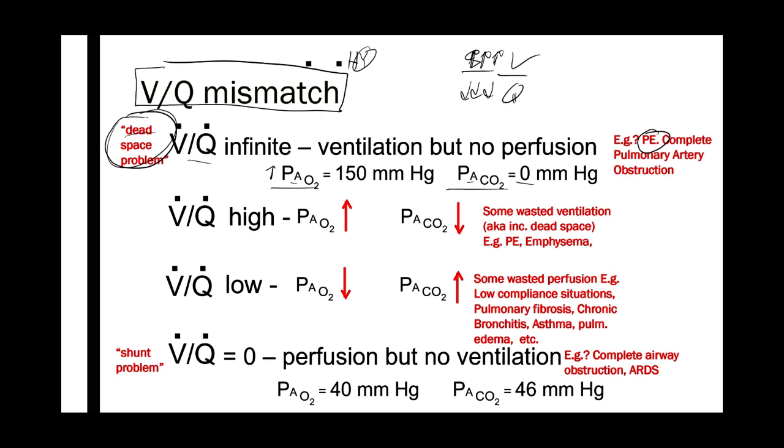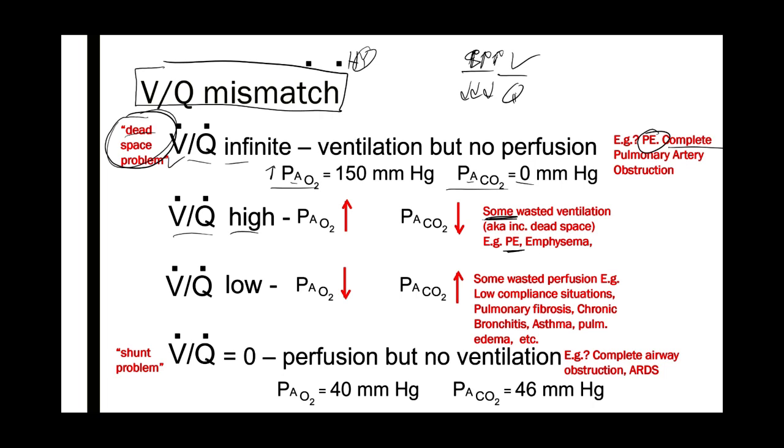So now if we move to a situation where the VQ is high, it's going to be very similar to this previous situation, but it's not going to be complete arterial obstruction. So there might be a smaller pulmonary embolus that would cause this ratio to increase, but not to the point where it's approaching infinity. In real life, I feel like that doesn't really happen. But there is some wasted ventilation, whereas in this case it was completely wasted ventilation, right?